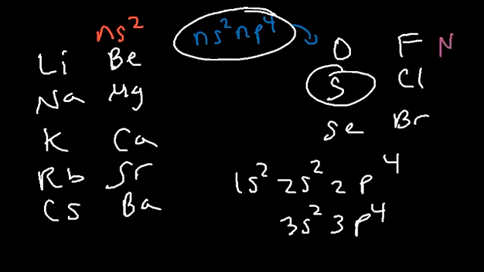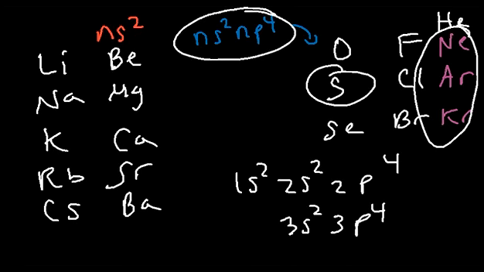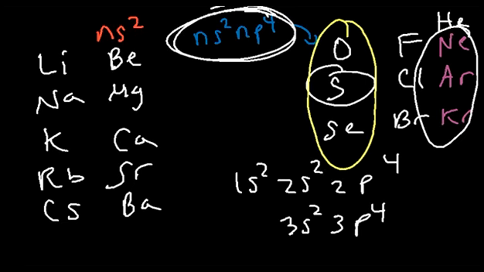Now for the noble gases like neon, argon, krypton, it's ns2 and p6. The exception is helium, which is simply 1s2. But the other noble gases will be ns2 and p6. So if you see this, this corresponds to the column or the group of elements in the periodic table. So elements in the same column share the same or similar chemical reactivity. Oxygen, sulfur, selenium, they have similar configurations, ns2 and p4, and they behave in a similar chemical way since they have the same number of valence electrons.